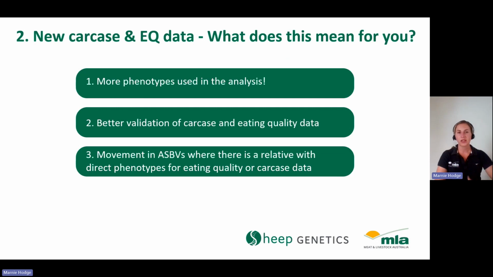We have more and more phenotypes used in the analysis, which is great because historically this carcass and eating quality data has been very expensive and time consuming to capture. So it's really great to be able to utilise more data. We also have better validation of carcass and eating quality data. However, this update may result in some movements in breeding values and indexes where there is a direct relationship with phenotypes for eating quality or carcass data.